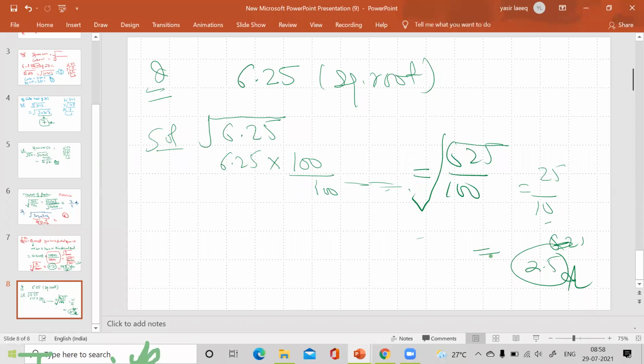One thing more: in question number 7, there are two square roots, one under another. The method remains the same. Just write, I'm giving you one more. 9. What happened?